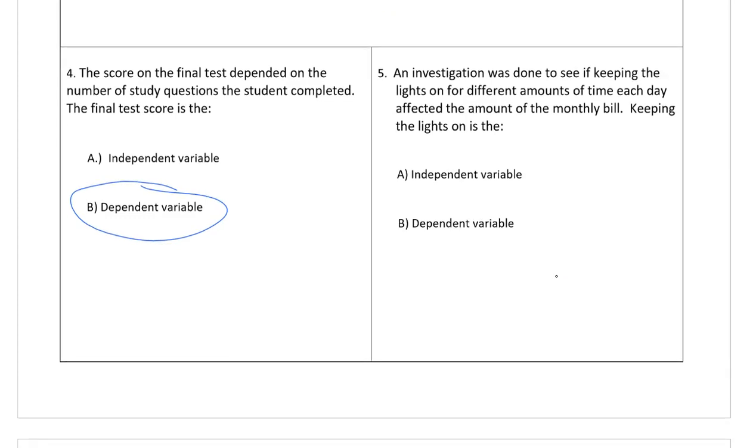Look at number 5. An investigation was done to see if keeping the lights on for different amounts of time each day affected the amount of the monthly bill. I always like to find the dependent first. So what we're gauging, what we're measuring at the end, is that monthly bill. So the monthly bill is dependent, and thus keeping the lights on is our independent.